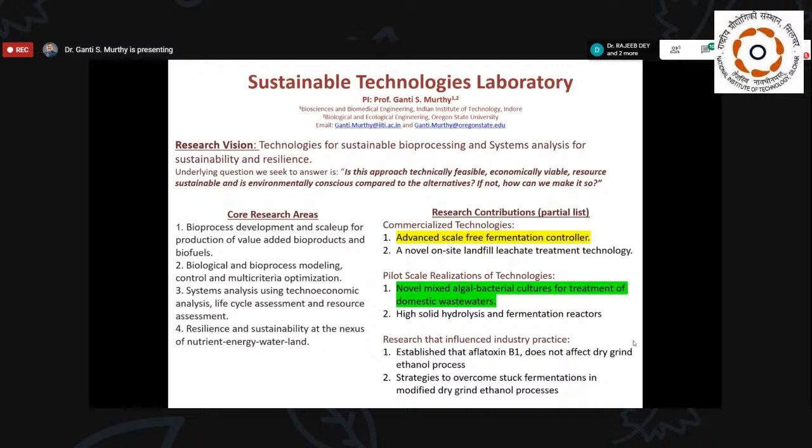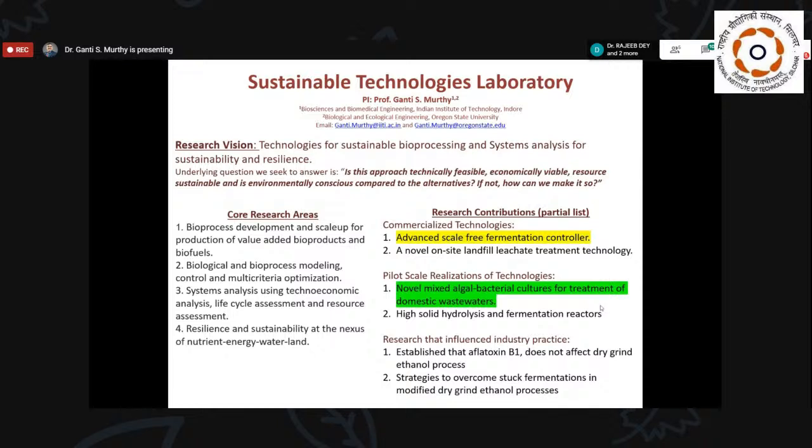Our core research areas are in bioprocess development and scale-up, and we do a lot of biological and bioprocess modeling, control, and multi-criteria optimization. We use many tools such as techno-economic analysis, life cycle assessment, and resources assessment to conduct systems analysis all the way from farm to ecosystem scale. And then we also study resilience and sustainability at the nexus of nutrient, energy, water, and land. I had established this lab at Oregon State University in 2007. Some of the things that we have done there you can see on your right. So these are some of our research contributions.